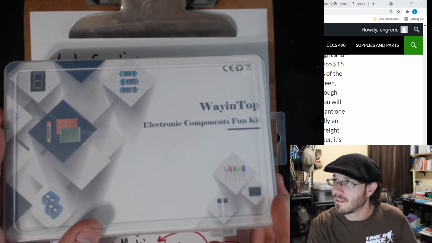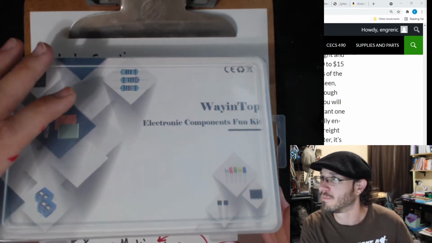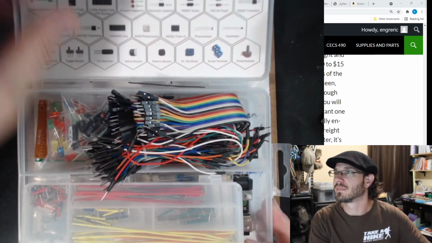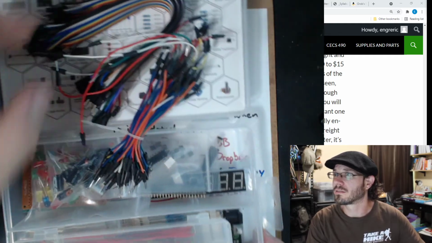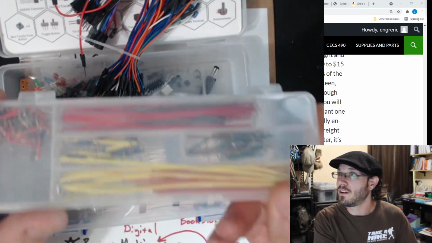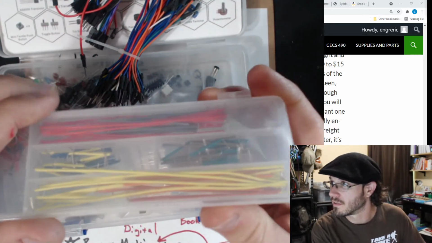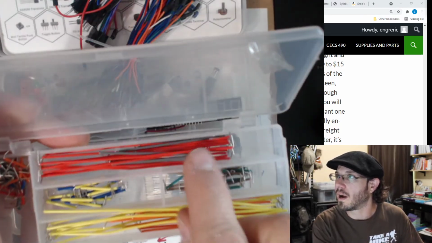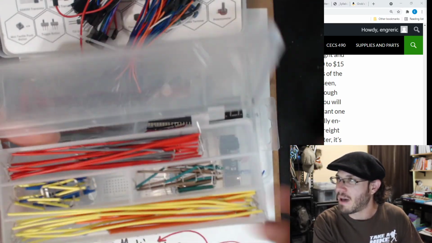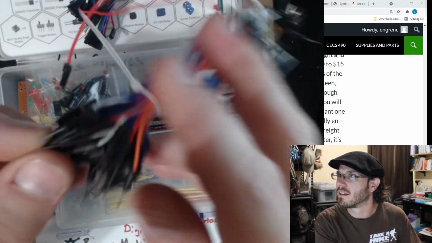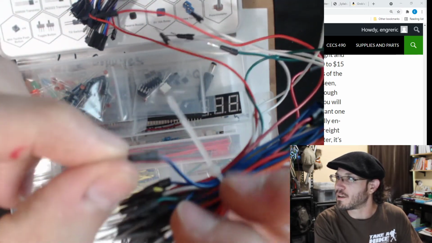It's an electronics component fun kit. What can go wrong? We got some wires. We got some other wires. I prefer these wires. I'll tell you why. These wires don't have a habit of breaking like these wires do. These wires break all the time.